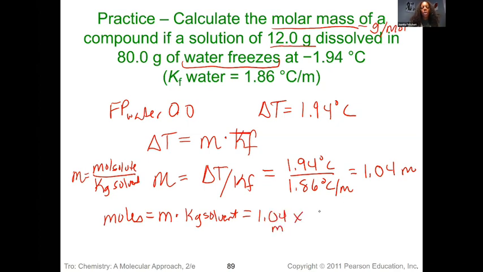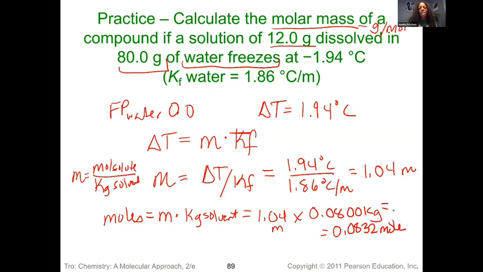times, well, we don't have the kilograms explicitly given to us, but we know how many grams of that solvent we have, how many grams of water. So in kilograms, that would become 0.0800 kilograms. And then we can solve accordingly. So we'll take our 1.04 times 0.08, and that's going to give us 0.0832 moles. And we're almost done.